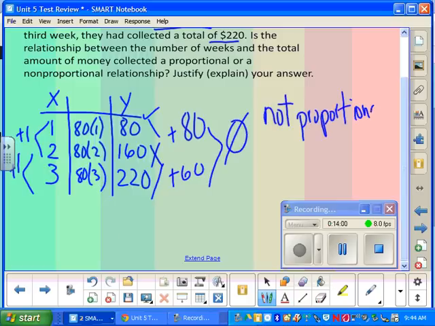So don't mess up like Miss Charles did and pick proportional, guys, okay? So do good on your test, and we'll see you guys tomorrow.